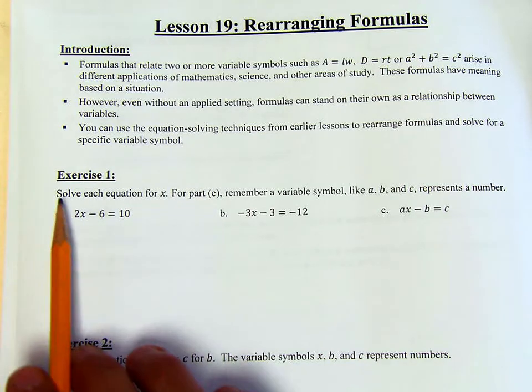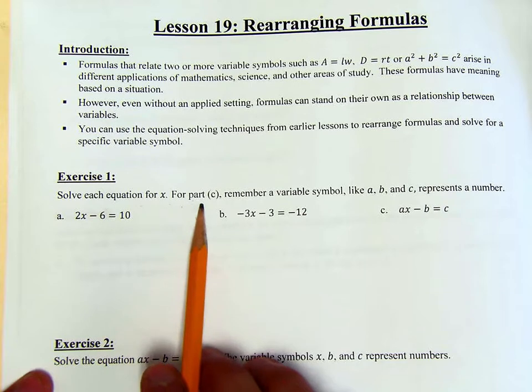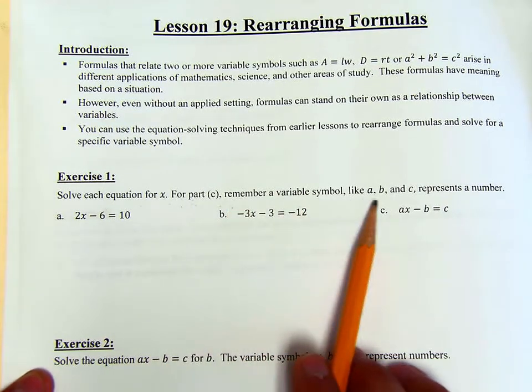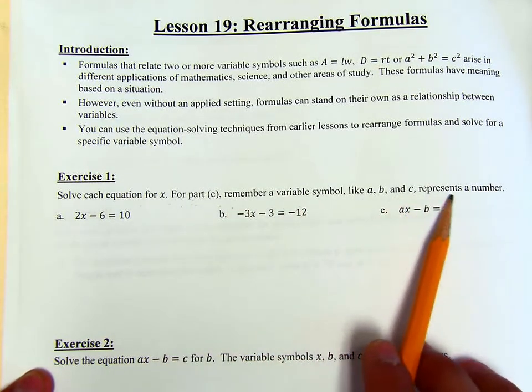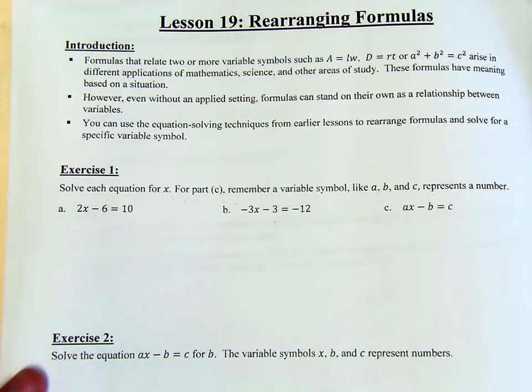Exercise 1. They want us to solve each equation for x, but then they're telling us for part C, remember that a variable symbol like a, b, and c represents a number. So we're going to solve all three of these for x. So let's do this first one.